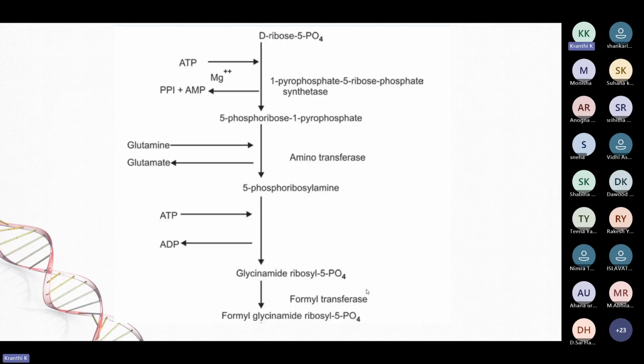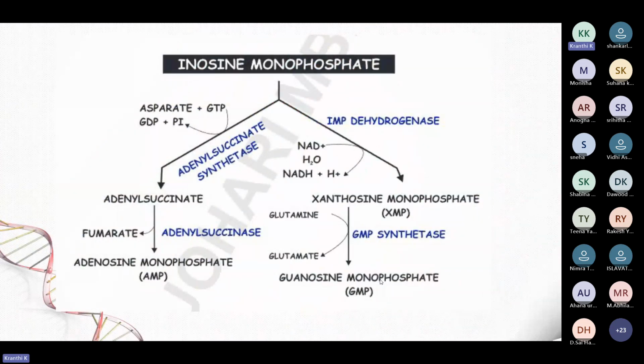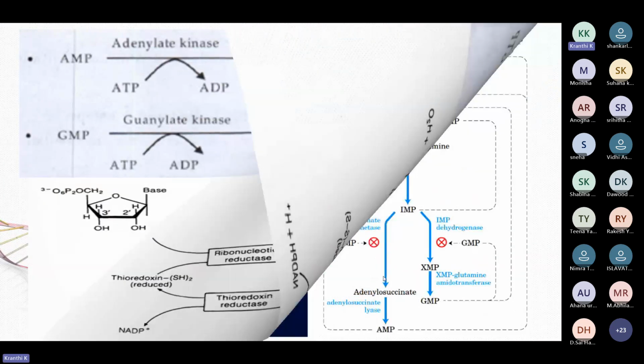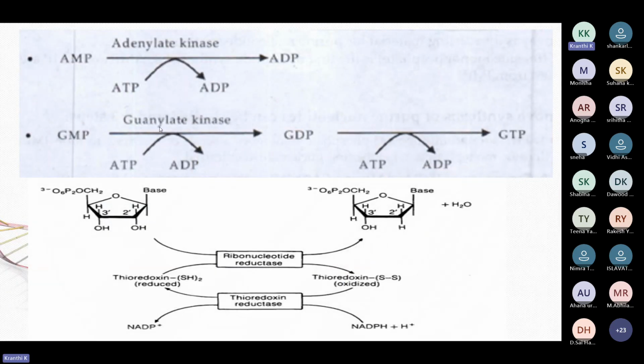So initially we need 11 steps to create the IMP. Then later, this is a nucleotide, right? So this is a base pair. It's a nucleotide. What is this? This is a ribose.